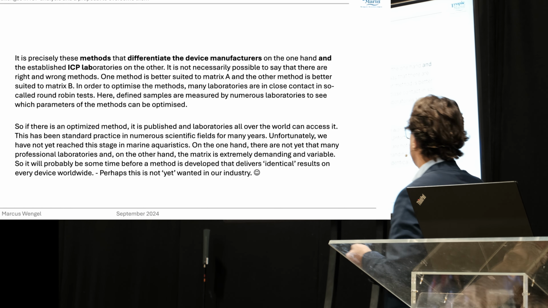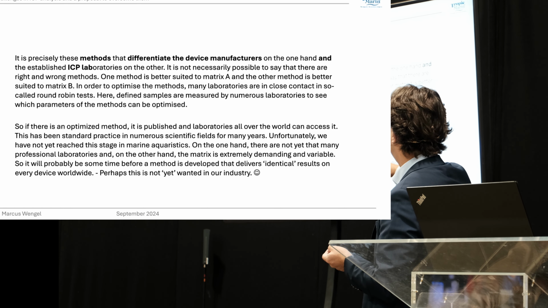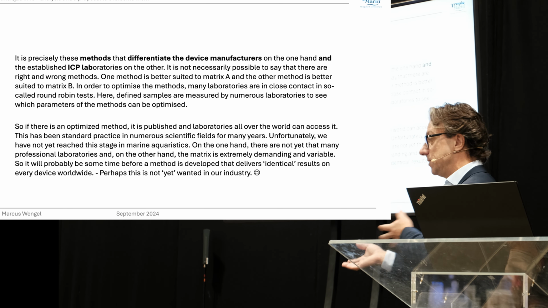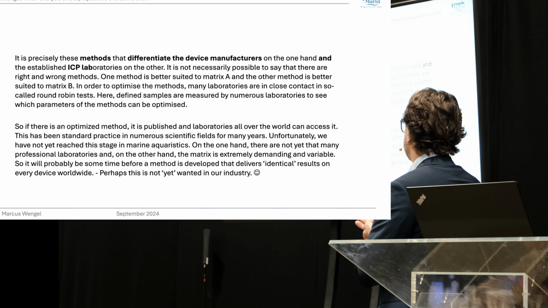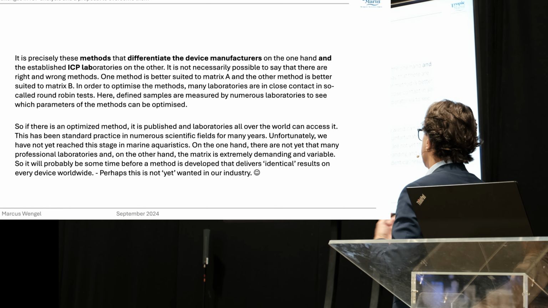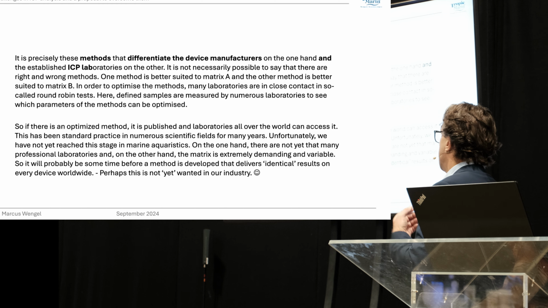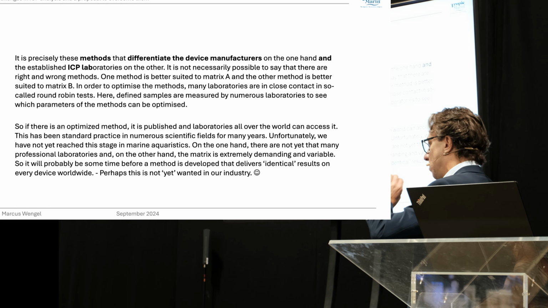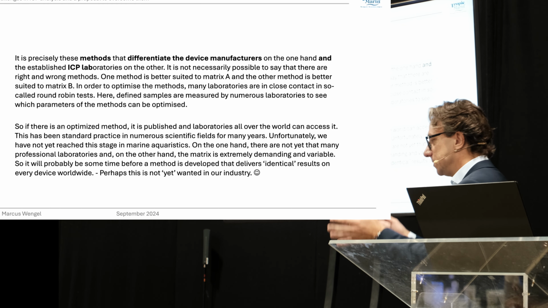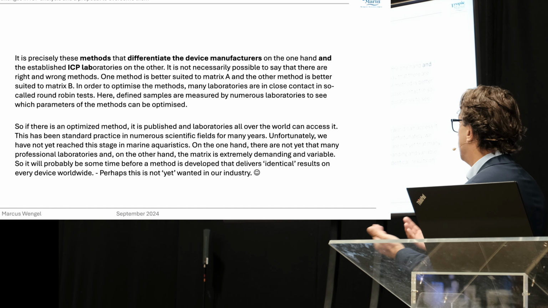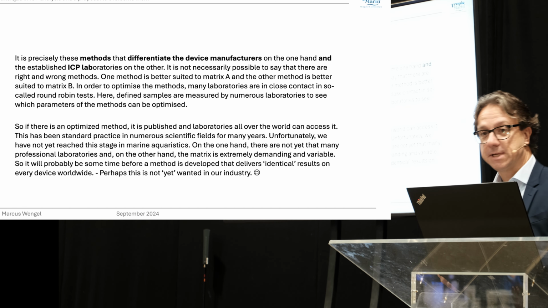We are quite far away from this in the aquaristic hobby. This is because we have different matrices, but maybe it's also not wanted that everybody knows which is the best method. But to my opinion, it would be possible to establish a method for one salt or for one special matrix, and everybody all around the world could use this method, and the values would be the same. The results would be the same.